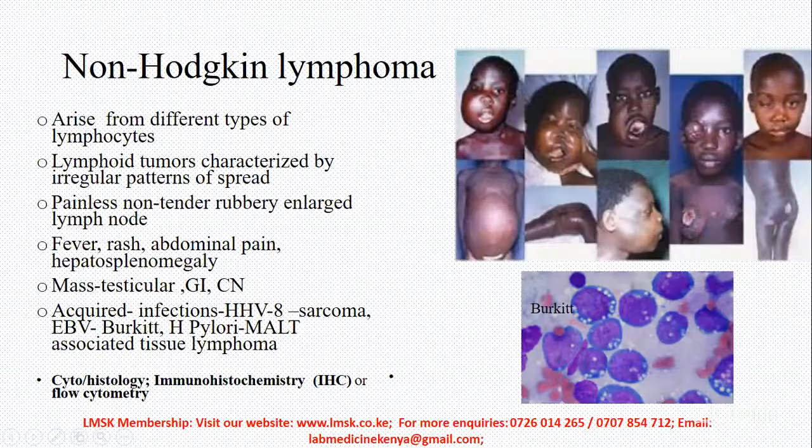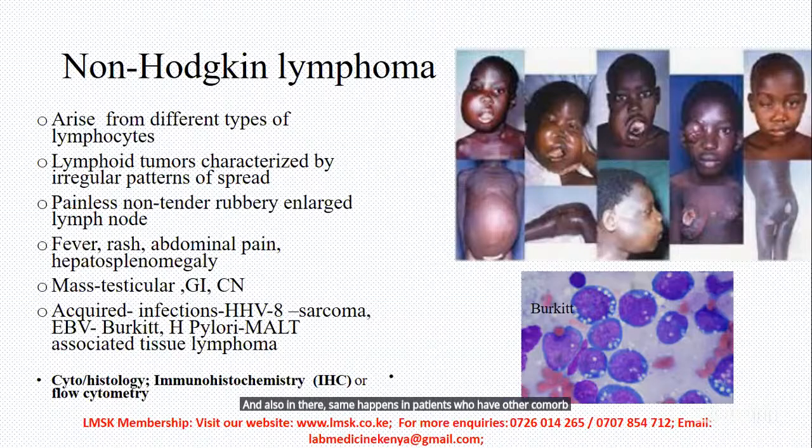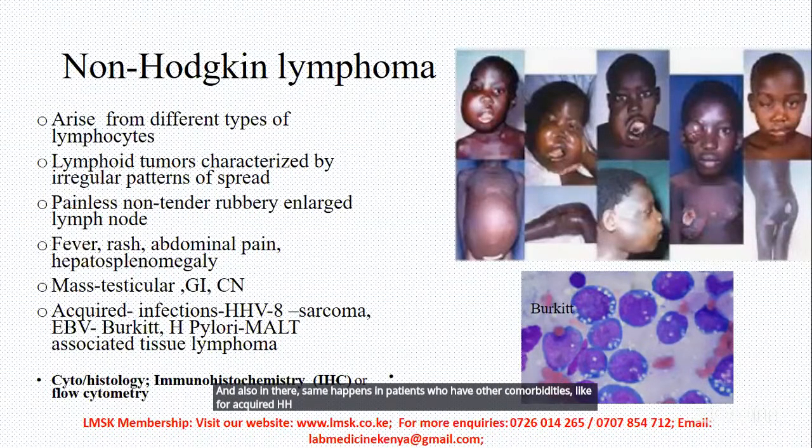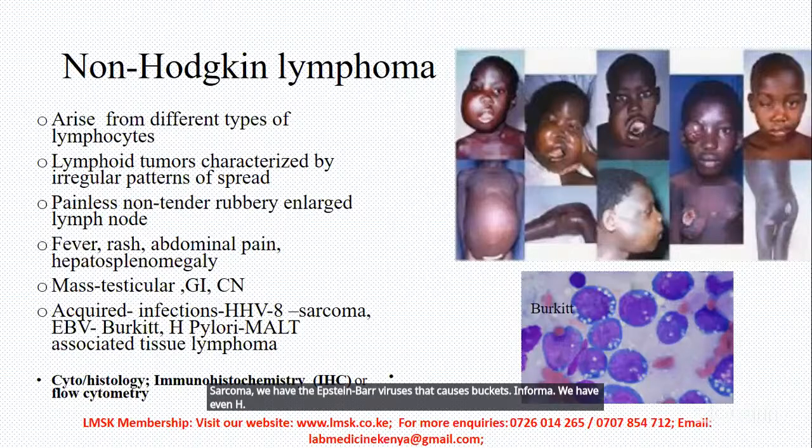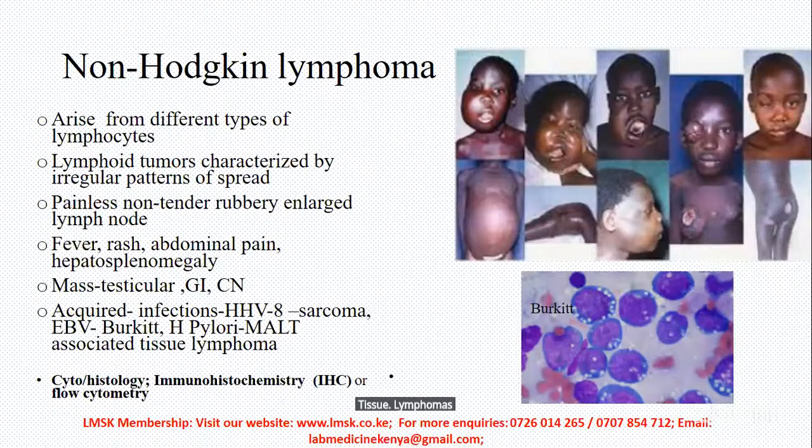the gastrointestinal tract, and the same happens in patients who have other comorbidities, like acquired HHV-8, the human herpesvirus that causes Kaposi sarcoma. We have the Epstein-Barr virus that causes Burkitt's lymphoma. We have even H. pylori infection that causes mucosa-associated lymphoid tissue lymphomas. So such clients, you do FNA, you do a biopsy, you will find classic cells.